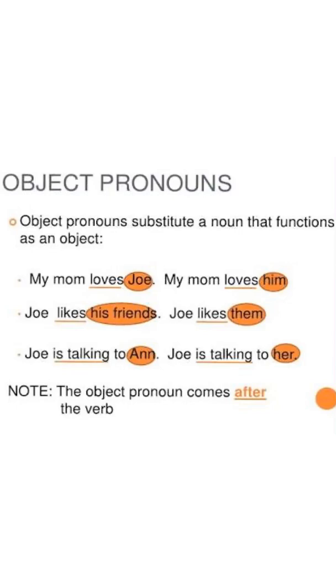Joe is talking to Anne. Now Anne here is object. We have to replace it with an object pronoun. Joe is talking to her. The object pronoun comes after the verb. Is it clear to you? You have seen so many examples. Now it must be clear.